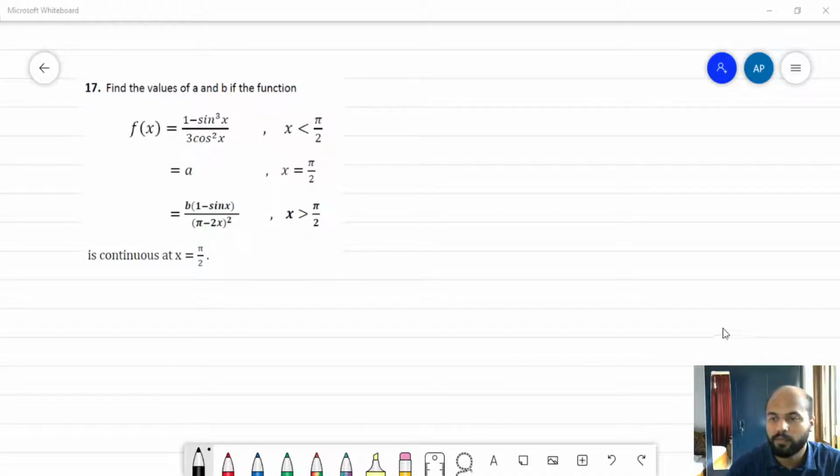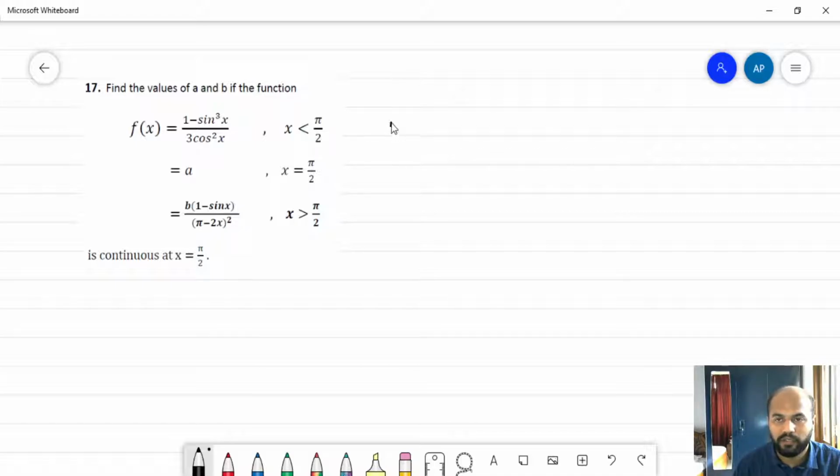Let's take up the first problem. In this problem, it's given that the function is defined to the left of pi by 2, at pi by 2, and to the right of pi by 2. It's given to us that at pi by 2 the function is continuous. So it means that we have to find LHL, we have to find RHL, and then equate them. Now when we do this, let's see what happens, and we're able to find values of A and B.